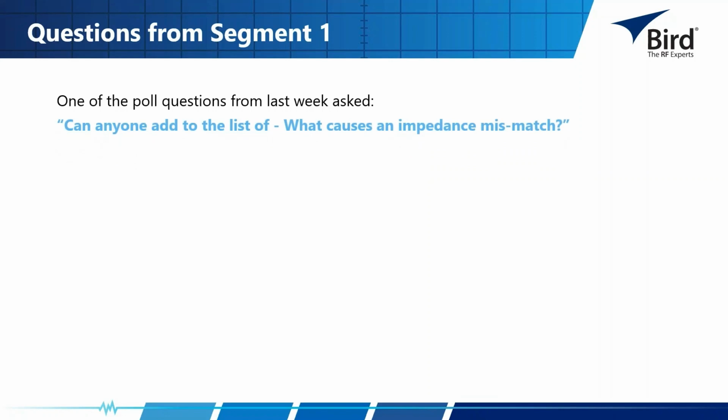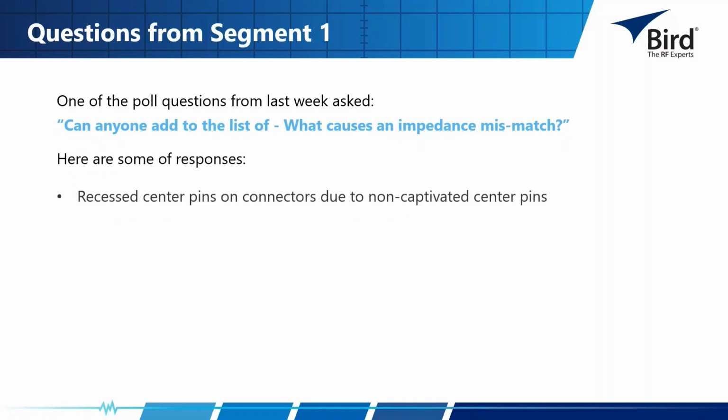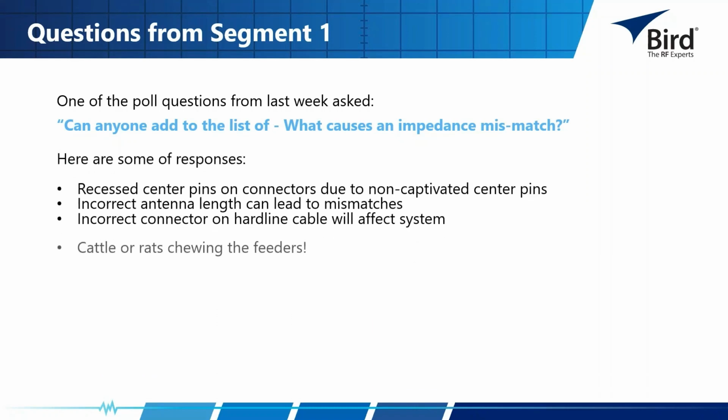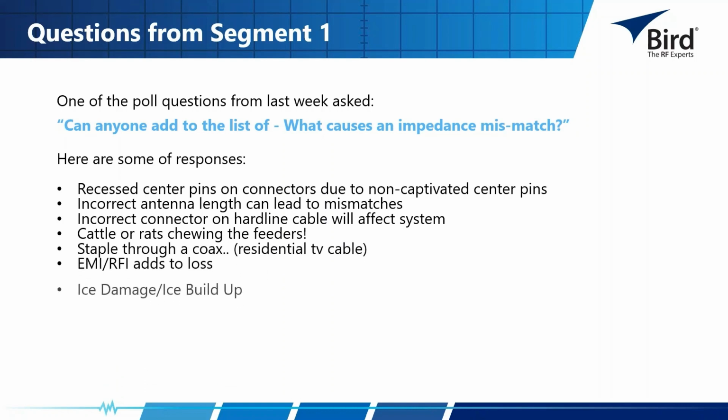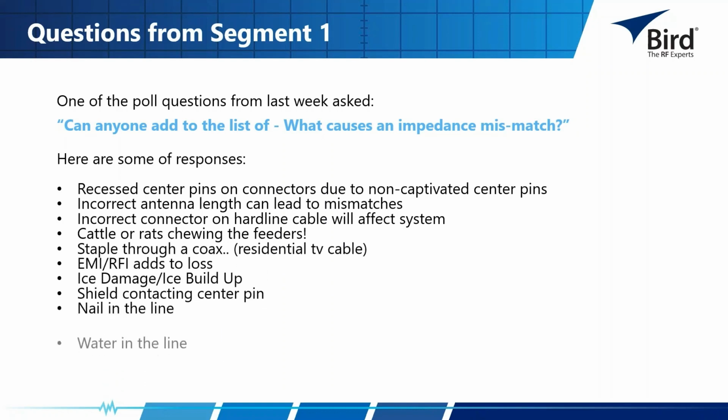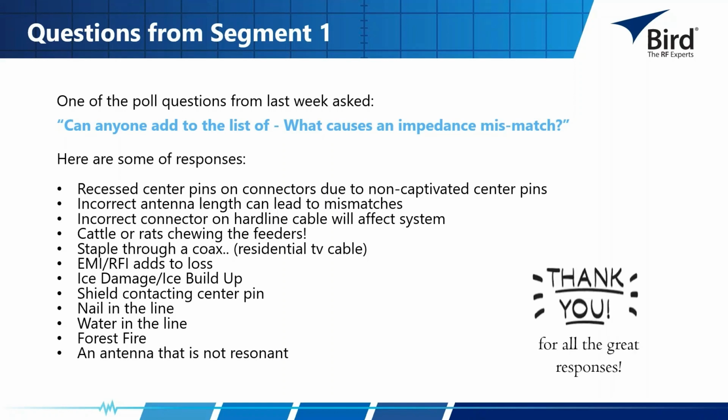I first wanted to discuss a couple of the questions that we had from last week's discussion. One of the poll questions from last week asked, can anyone add to the list of what causes an impedance mismatch? We had several responses: recessed center pins on connectors due to non-captivated center pins, cattle or rats chewing the feeders, ice damage, ice buildup, nail in the line, water in the line, a forest fire, and an antenna that is not resonant. We got a lot of responses from everybody out in the audience, and we really want to thank you for all these great responses.